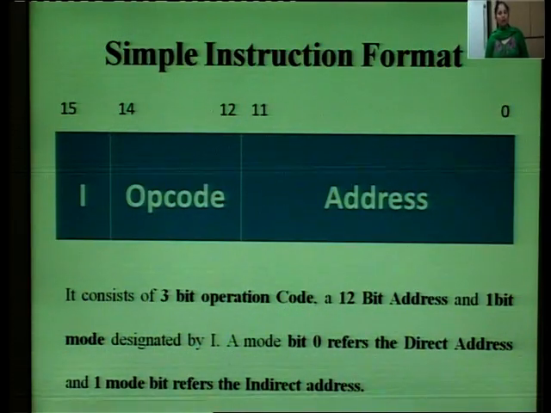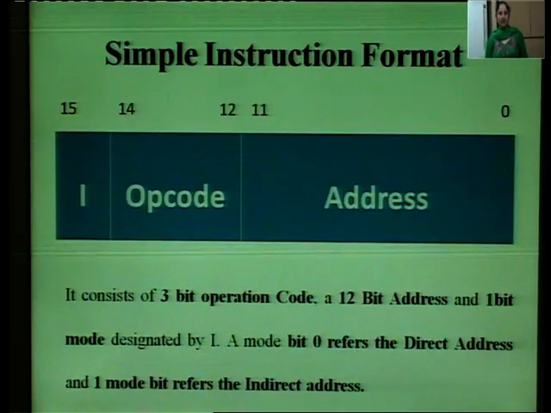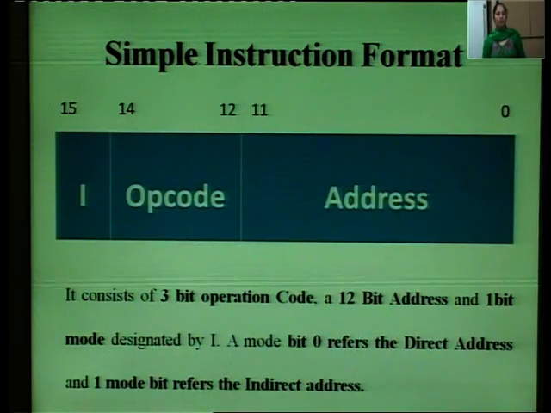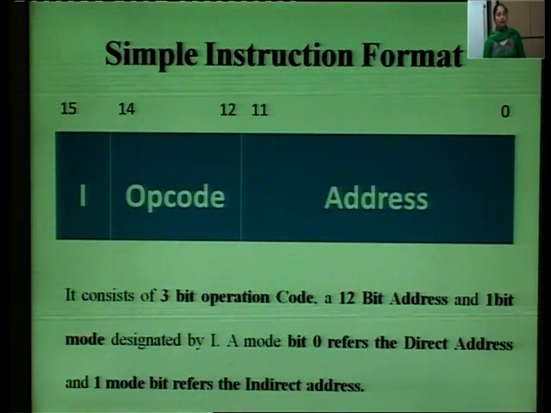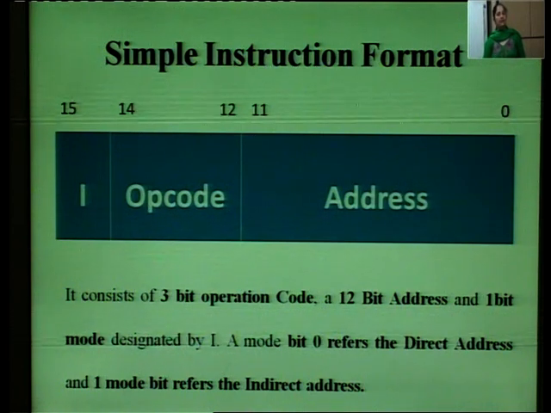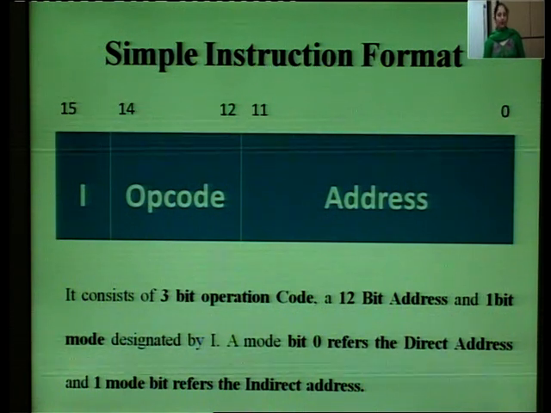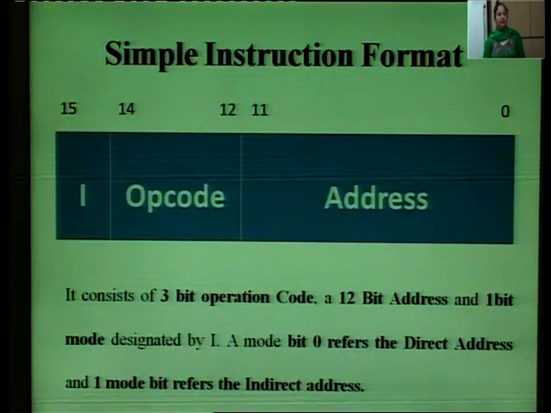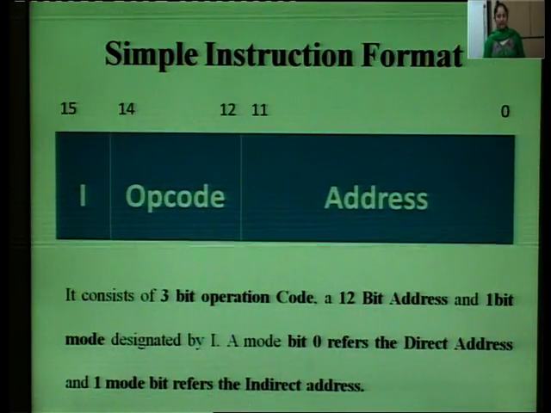And the opcode defines only the 3-bit operation code, that is bits 12 to 14, and 1 bit mode. Mode refers only to the 1 bit that is either 0 or 1. 0 refers to the direct address and 1 mode bit refers to the indirect address.